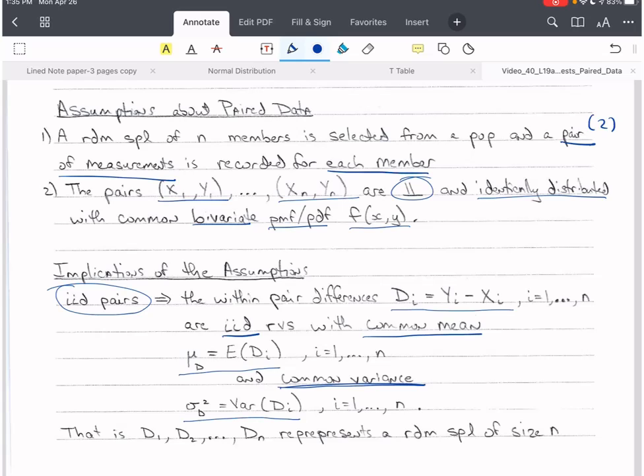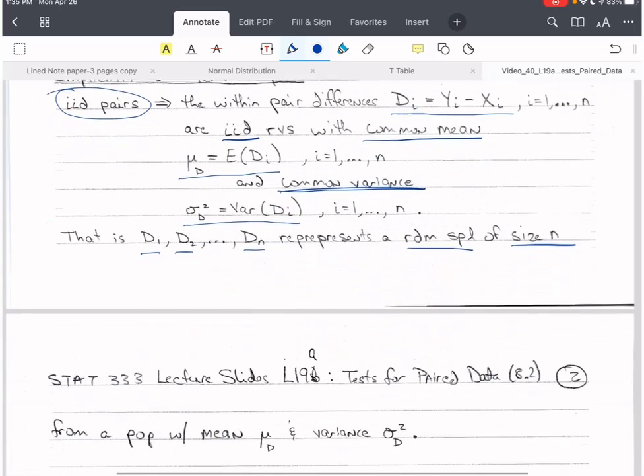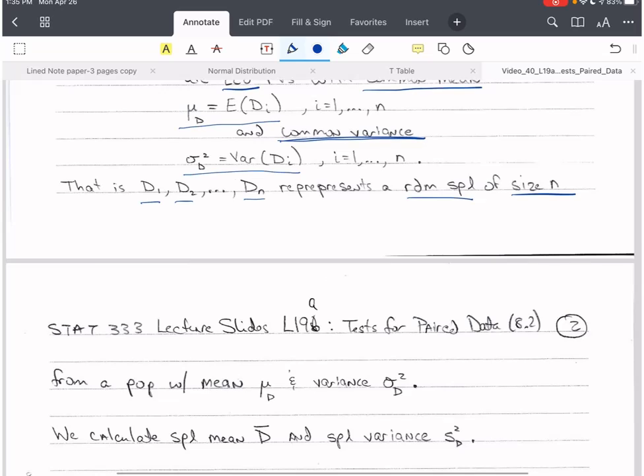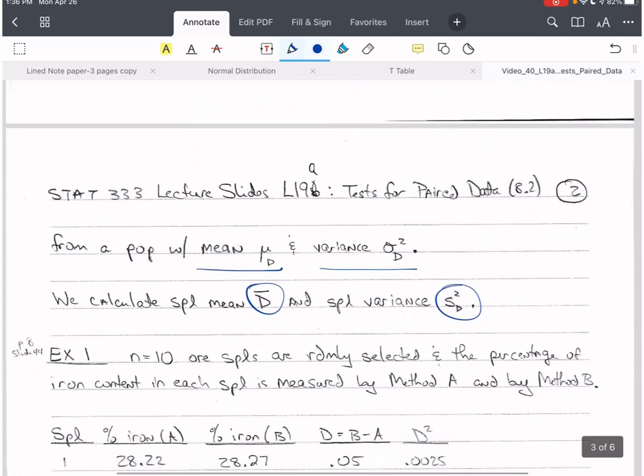In other words, d1, d2 up to dn represents a random sample of size n. So the differences are a random sample from a population with mean mu sub d and variance sigma sub d squared. So we can calculate d bar, the sample mean, and the sample variance S sub d squared from a sample. So here is an example.